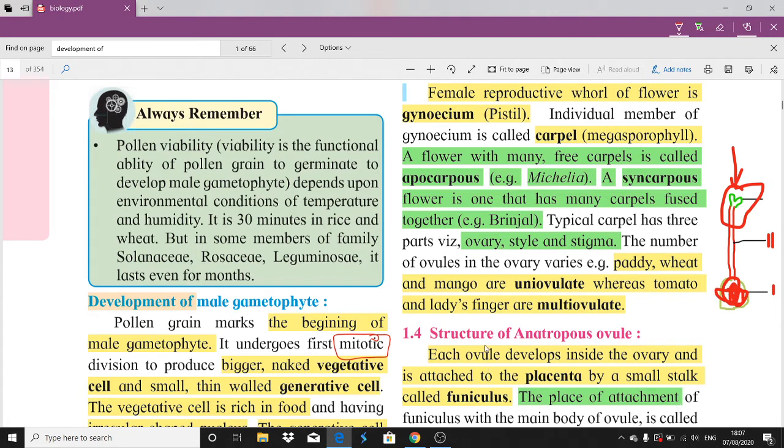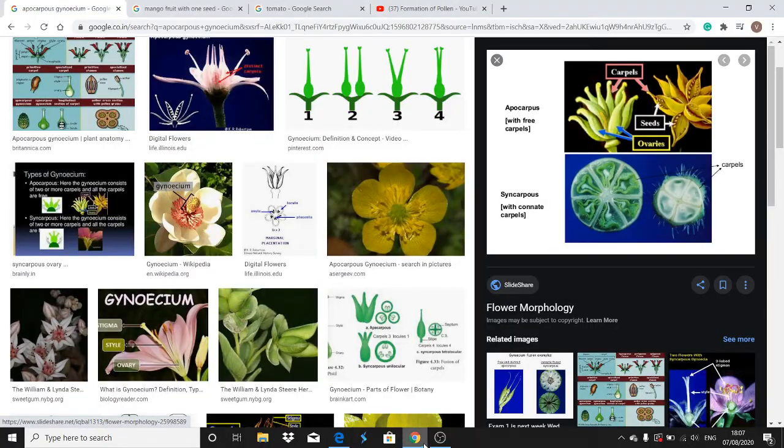सो द नंबर ऑफ ओव्यूल्स इन द ओवरी वैरीज. दिस पैडी, व्हीट एंड मैंगो, दीज आर यूनी ओव्यूलेट. यूनी मतलब सिंगल, एक ही ओव्यूल जिसमें प्रेजेंट है. और टोमेटो या लेडीज फिंगर जहाँ पे मल्टी, मल्टी मतलब मेनी. ओके, मल्टी ओव्यूलेट जहाँ पे मेनी ओव्यूल्स की हम बात कर रहे हैं. मैंगो में पता है ना, एक ही सीड होता है. टोमेटो, लेडीज फिंगर में बहुत ज़्यादा सीड्स होते हैं, राइट. सो यू नो इट वेरी वेल.